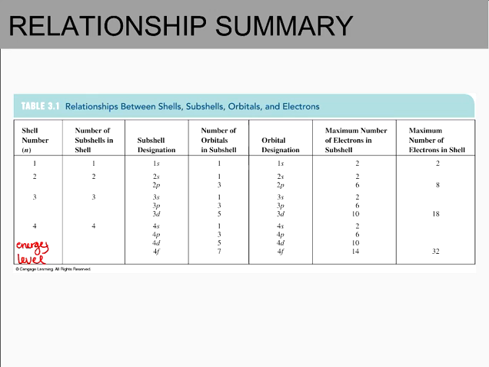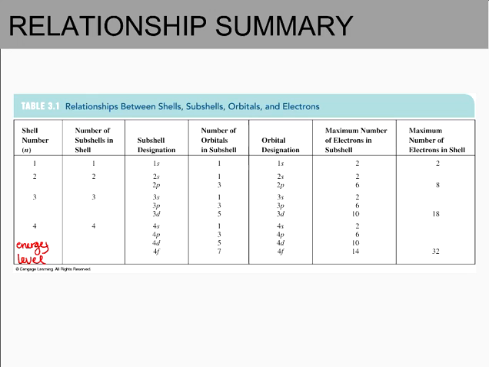All right, and then let's jump over a couple of columns, and we can see that the maximum number of electrons in a subshell is listed. So each s subshell has only 2 electrons maximum. Each p subshell can have 6 maximum electrons. Each d subshell can have 10 maximum electrons. And then that f subshell can have 14 maximum electrons.